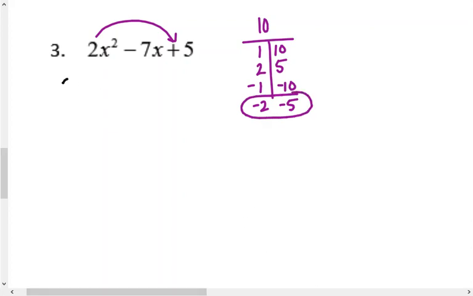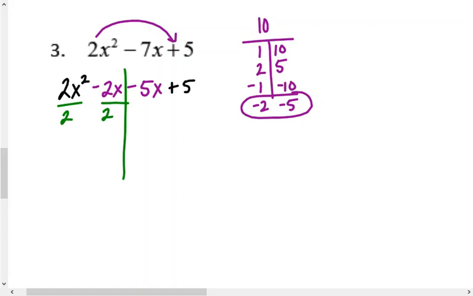So 2x squared, then minus 2x minus 5x plus 5. Split it in half. GCF of the first side, I can divide them both by 2, and I can take an x away. So 2x goes in the front, and then I'm left with x minus 1.